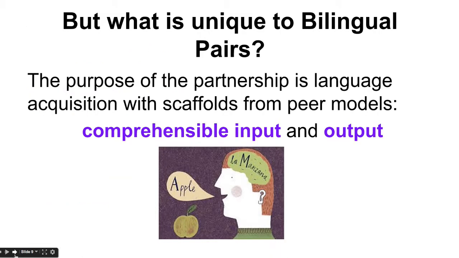What's unique to bilingual pairs? Well, we really need to go for comprehensible input, meaning that what students are learning and what's going in is comprehensible. We also need to work on comprehensible output, and for that, students need scaffolds, they need low-risk environments, and they need supports from friends.